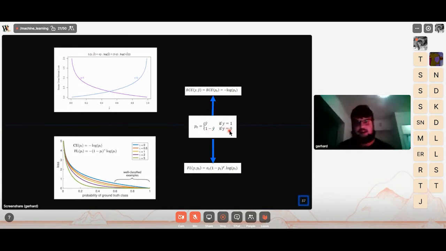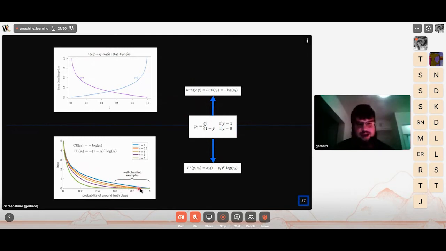If you want to express that mathematically, you're going to find this variable pt, which is y hat if the true value is 1, and 1 minus y hat if the true value is 0. Then your binary cross-entropy loss function is just minus log of that variable, instead of this much longer formula over here. But then what focal loss basically does is it has this weighting parameter gamma, which essentially downweights the contribution of your well-classified examples to your overall loss function.